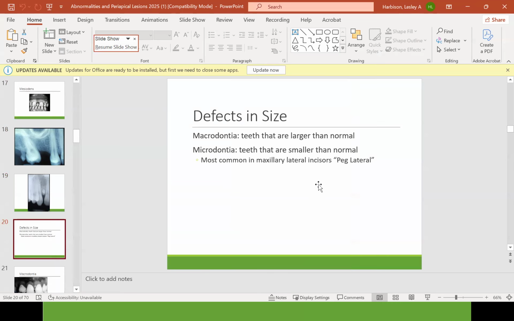Okay, so then the next category is defect in size. So macrodontia would be larger teeth than normal. Microdontia would be smaller. Very oftentimes our supernumerary teeth potentially are microdontia. They're not always the normal size as the ones that come in. And an example of that would be a peg lateral.